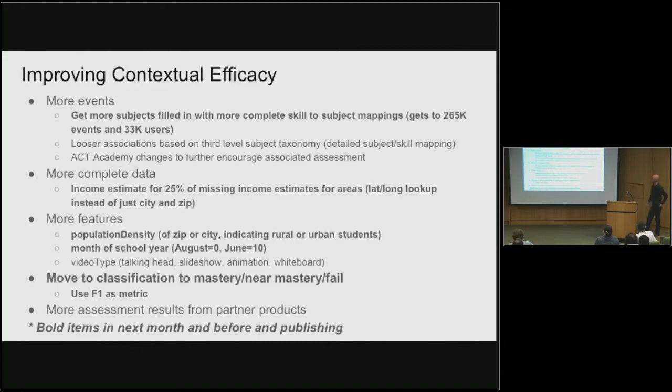So we can get more subjects filled in with this skill to subject mapping. We acquired this company called Novation that has this very detailed subject ontology. And so we're going to use that to get more subjects filled in that are more specific. And we can get the subject filled in because we know the skill that's on it. More complete data by using lat long instead of just city and zip. We do have 25% missing income estimates.